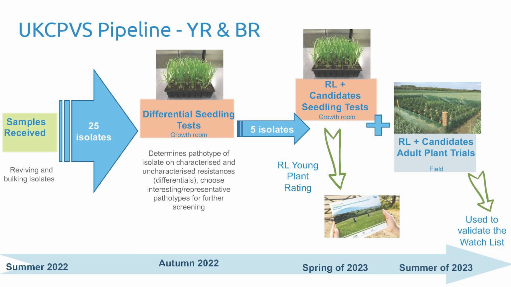Then we select the 5 isolates that we screen on the RL varieties and candidates. And this is carried out, or has been carried out, in the spring of the following year. This information is now a separate line in the RL booklet, which gives you the young plant rating. And then we have been doing adult plant trials on all the RL varieties and candidates, and that's performed in the summer following the year the isolates were collected, and that's used to validate the watch lists.